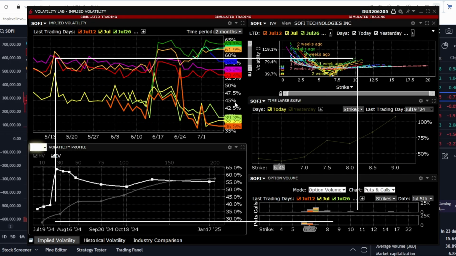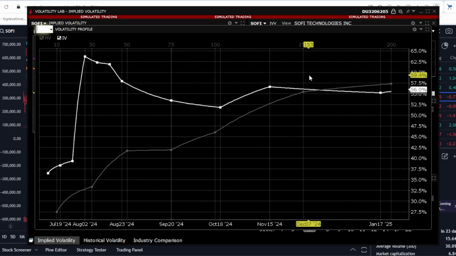Finally, let's look at implied and historical volatility. As we can see, the white line represents implied volatility, while the gray line represents historical volatility. At the moment, they are approximately at the same level. This is a normal situation, and it's likely to continue this way until the report is released.